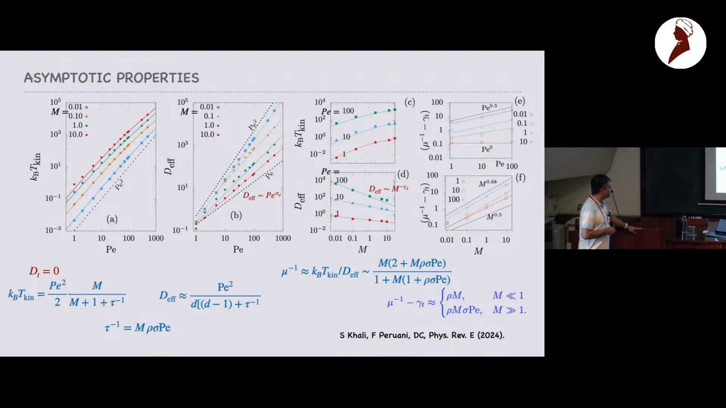Now we have already derived an effective expression for diffusivity in the presence of a harmonic trap. There we have seen that the effective diffusivity was Peclet square divided by this quantity, so there should be a closing bracket here, and the effective timescale inverse. This timescale inverse involved the trap stiffness and the inertia. So this is the timescale of the collision time.